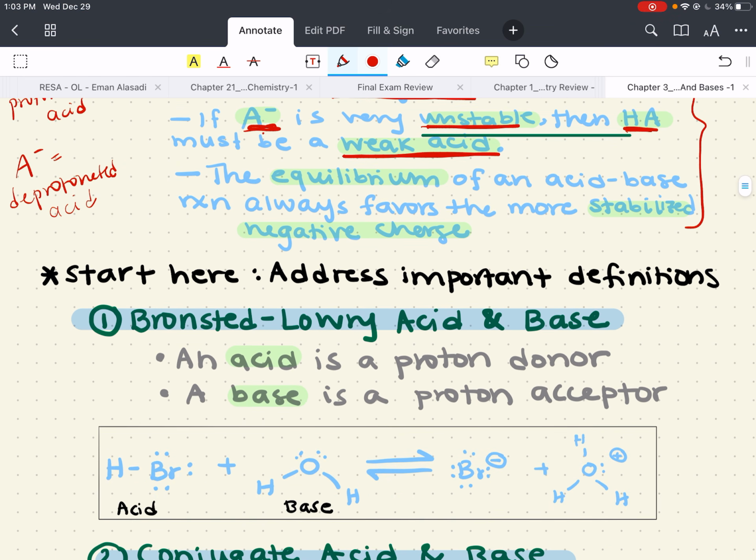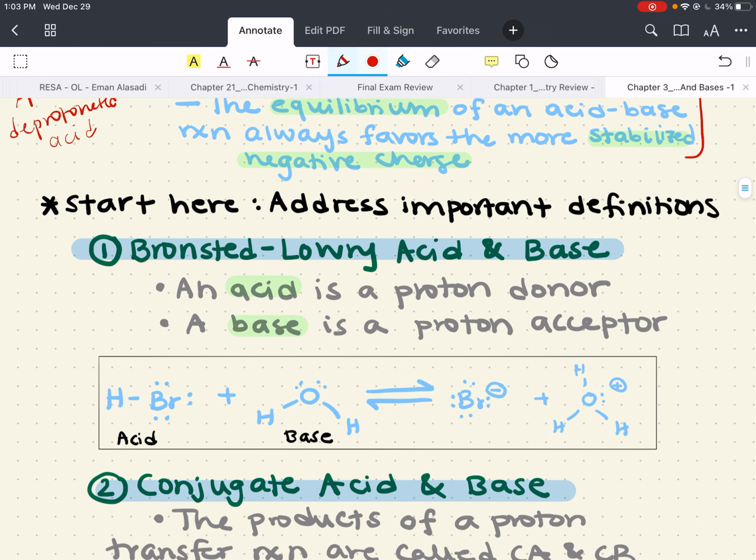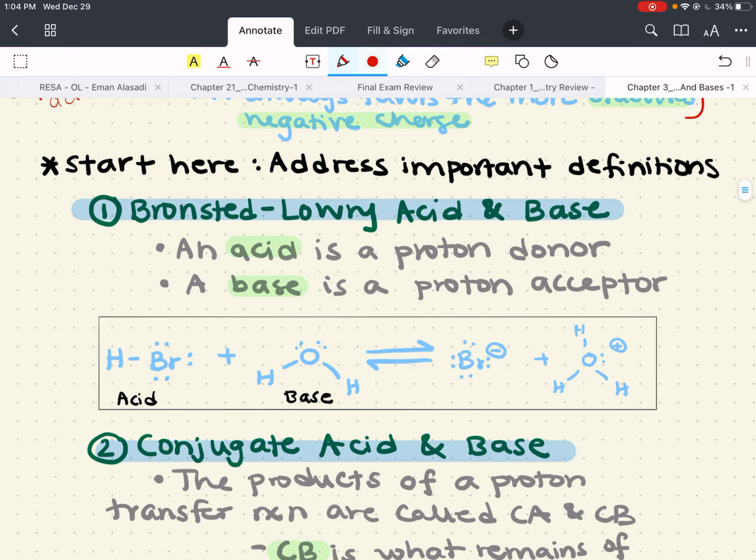Now we're going to start by covering some definitions. All right, we're going to start off with what a Bronsted-Lowry acid is and what a Bronsted-Lowry base is. An acid is going to be our proton donor. It's going to give up a hydrogen, and it's therefore going to increase the concentration of hydrogen ions in the solution. Conversely, a Bronsted base is going to be a proton acceptor. All right, and so we want to keep that in the back of our head.